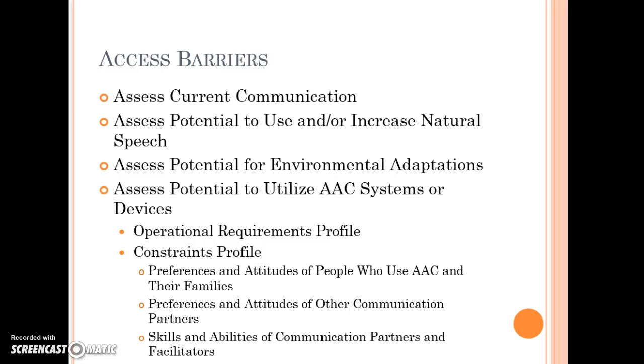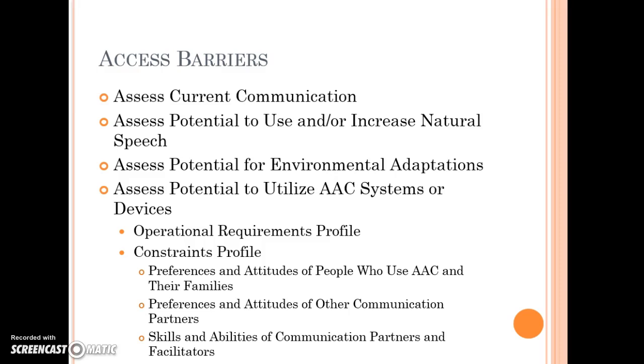Access barriers: you need to look at what the individual's current communication is, and what their potential is to increase their natural speech. Assess for potential environmental adaptations. Do they need their device to be programmed to turn on and off the lights or to control the TV? Do they need an adapted blender if they're going to be cooking in the kitchen and they have low gross motor skills? Do they need a special kind of grip on a comb so that they can brush their hair more independently? Those are all environmental adaptations.